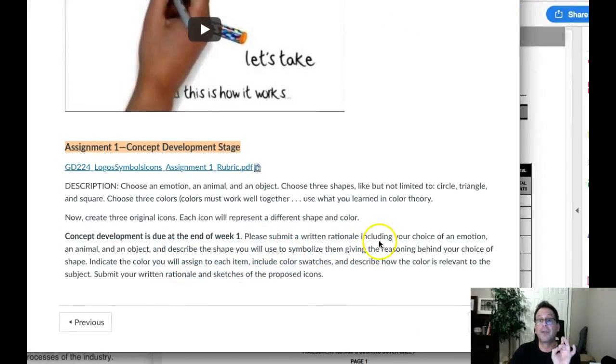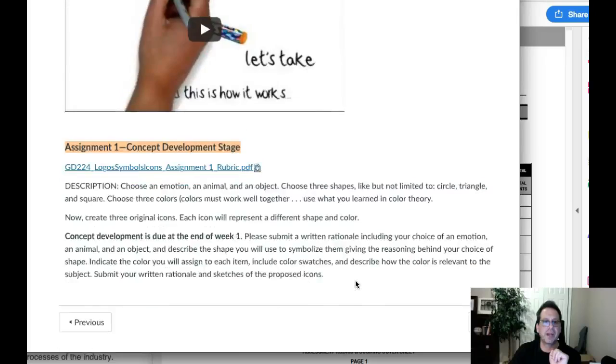Please submit a written rationale, including your choice of an emotion, an animal, and an object. There are three different icons you're going to design. Describe the shape you're going to use to symbolize them and give your reasoning behind your choice of shape. Indicate the color you will assign to each item. Include your color swatches and describe how the color is relevant to the subject. Submit your written rationale and sketches of the proposed icon.